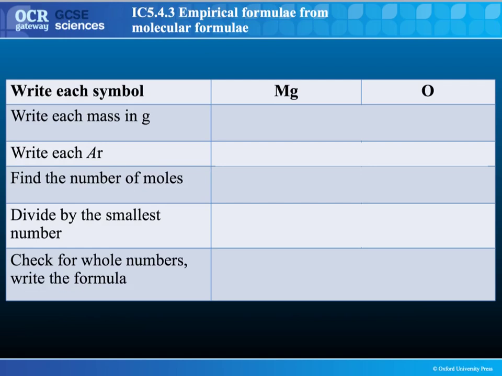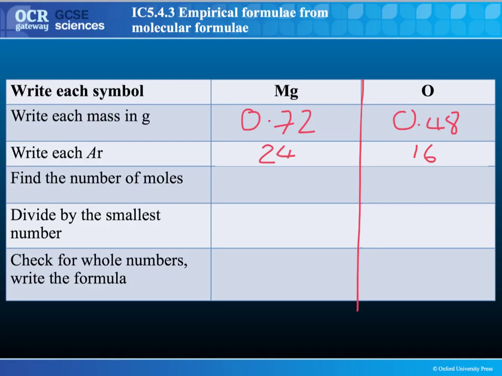So this is the sequence you have to go through each time when trying to calculate the empirical formula of a compound. The first thing to do is to write the mass of each of the atoms involved into the table. So magnesium we had 0.72 grams and oxygen we had 0.48 grams. The next thing you need to write down is the atomic mass of both of these. Magnesium is 24 and oxygen is 16.